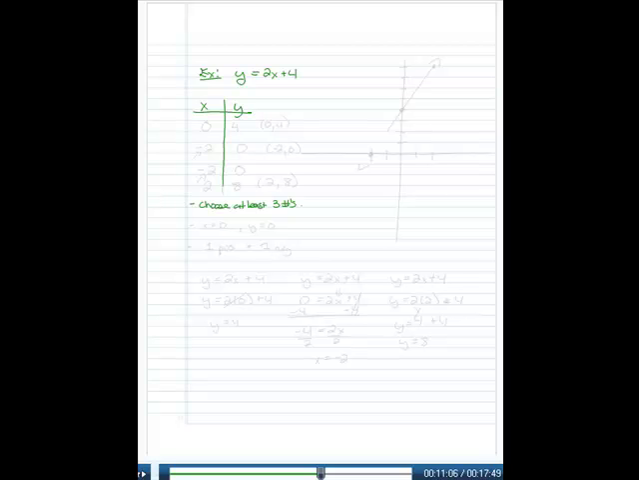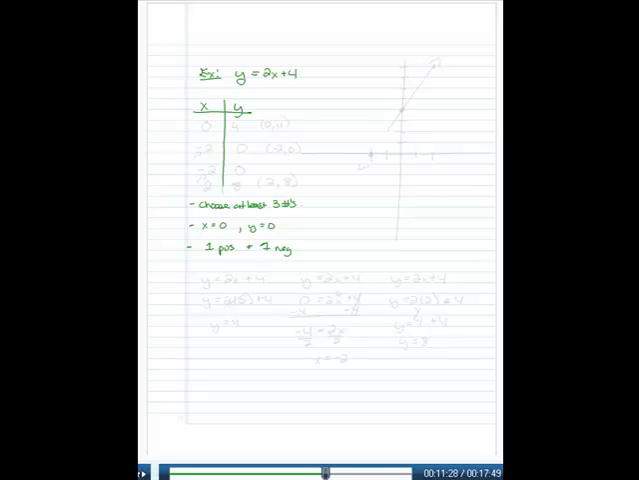I typically like to always at least choose x is 0 for one and y is 0 for another, because those are pretty easy to simplify when you're especially being timed on a test. Also, I try to pick one positive and one negative number, and that's just to make sure you get a good graph. You want to get both sides of the graph.